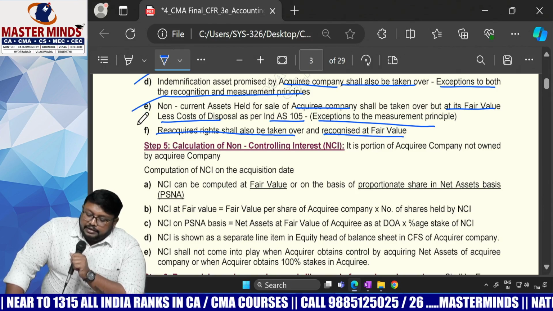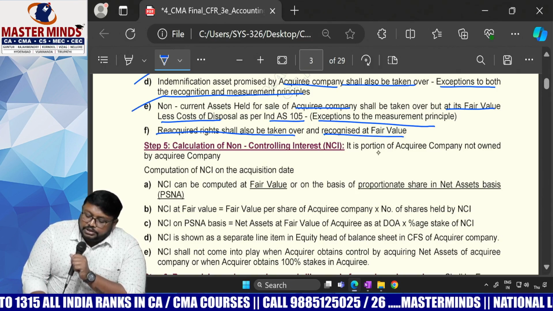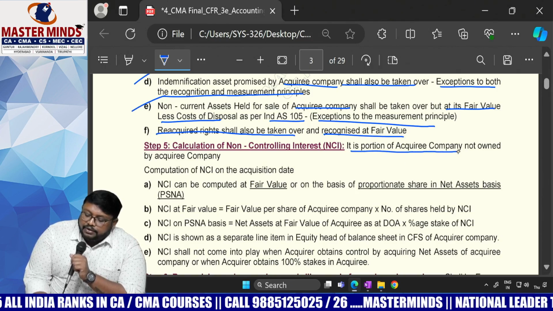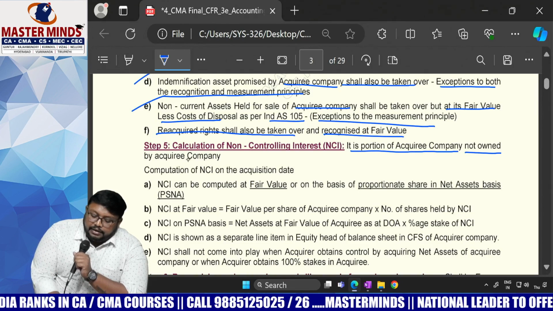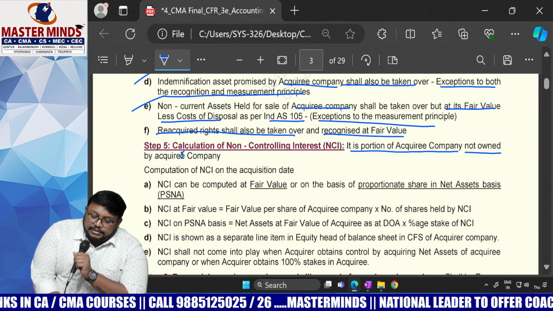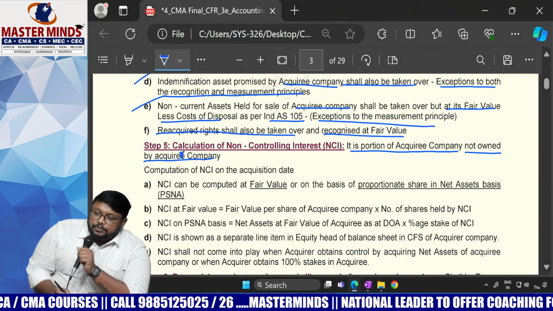So how do you calculate this non-controlling interest? It is the portion of the acquiring company not owned by the acquirer, Nana. This is the acquiree, not owned by the acquirer company.